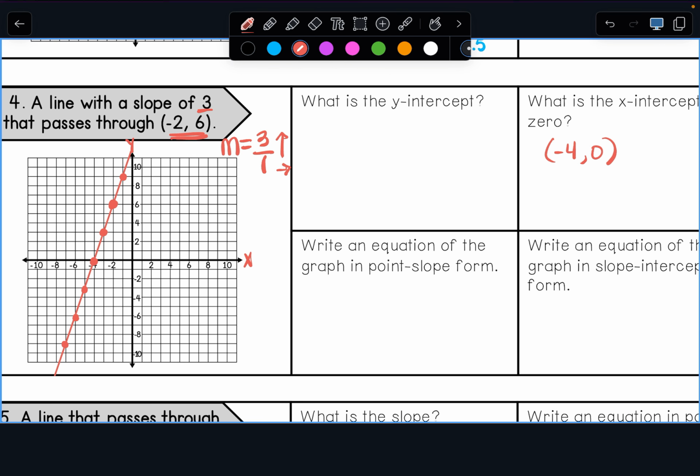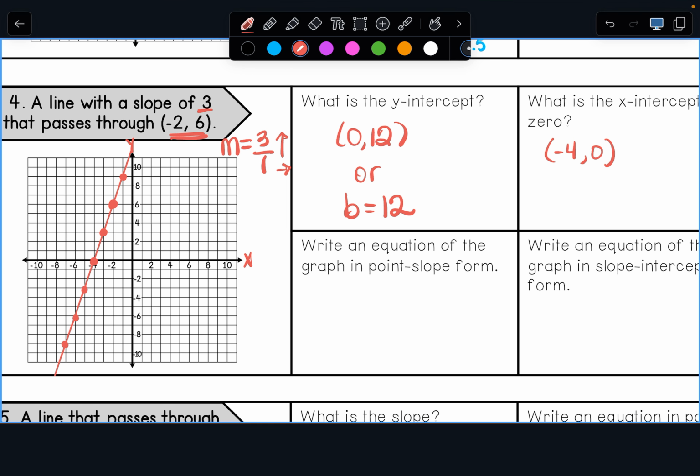Can you tell what the y-intercept is? The y-intercept is 0, 12, or b equals 12. Can you write an equation of the graph?